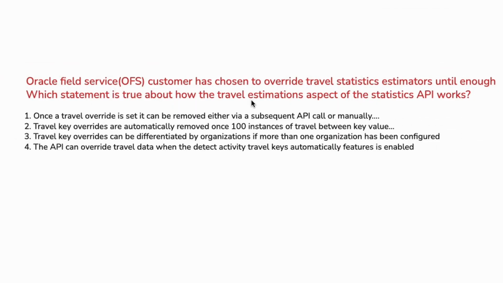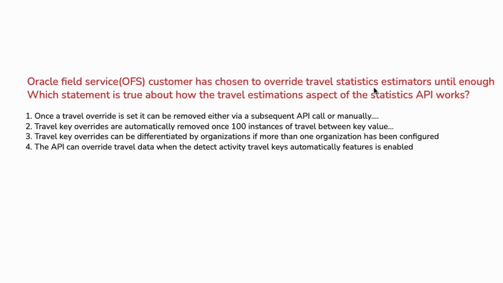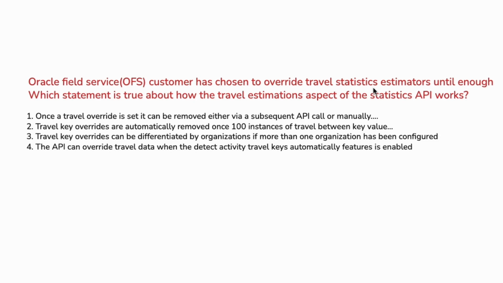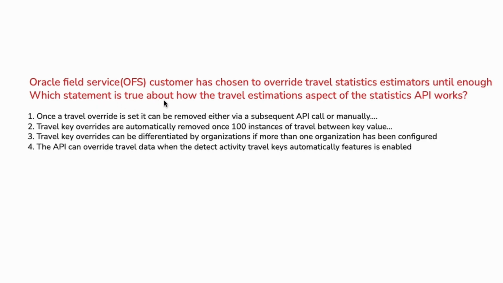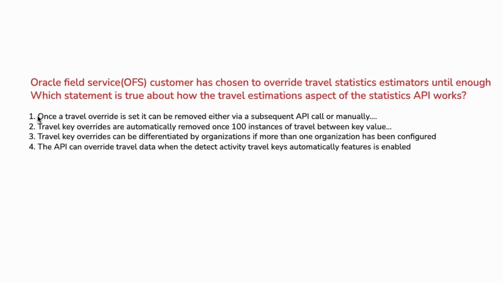Next question is related to travel statistic. So the customer has overridden travel statistic. It means it will not consider the automatically calculated travel duration. So the customer has overridden it. So which statement is true? Once a travel override is set, it can be removed either via API or manually. So this option is correct.